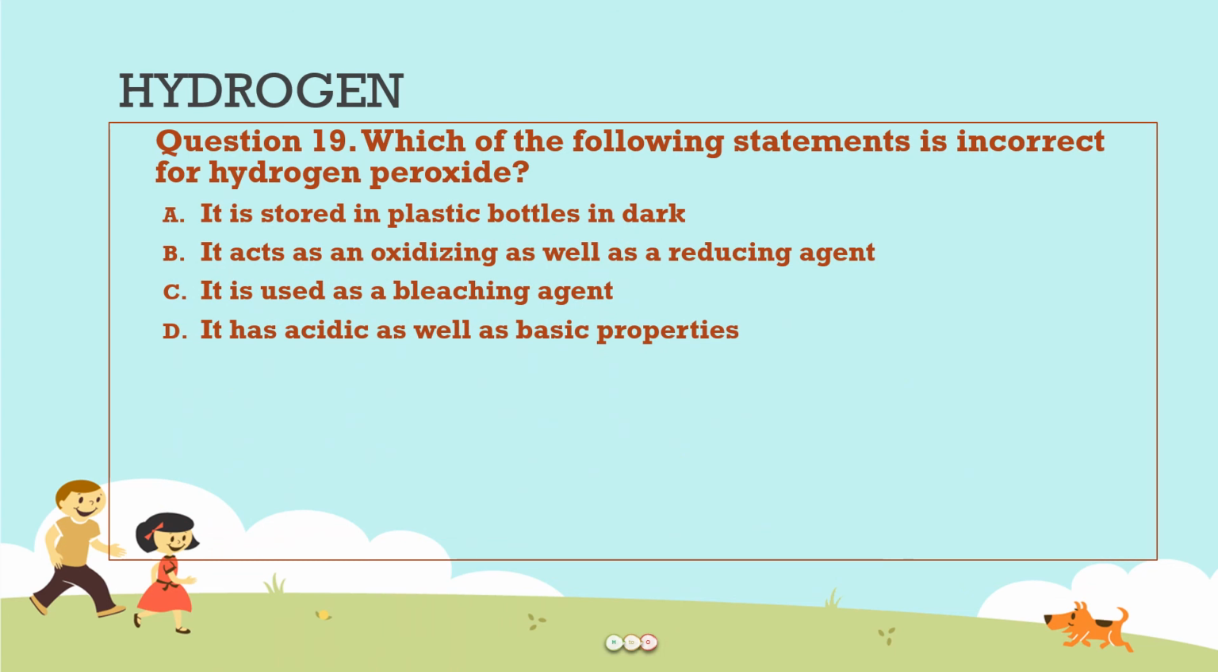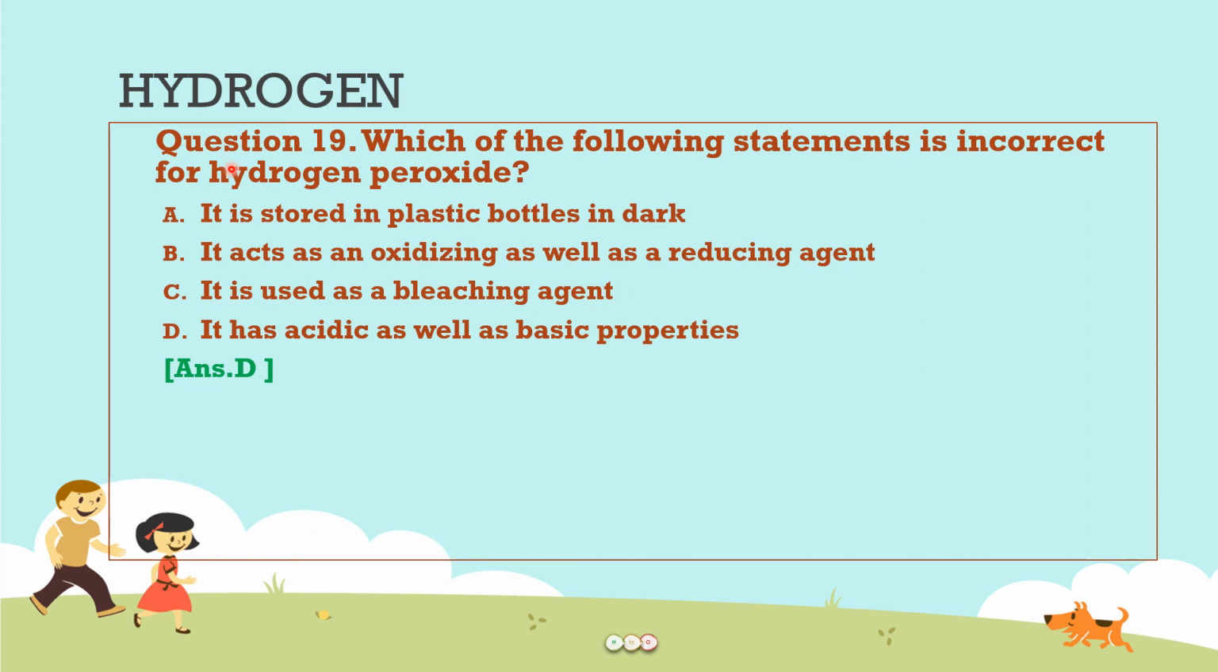So, second last question for today: which of the following statements is incorrect for hydrogen peroxide? It is stored in plastic bottles in dark. It acts as an oxidizing as well as a reducing agent. It is used as a bleaching agent. It has acidic as well as basic properties. So the correct option to this question is going to be D choice.